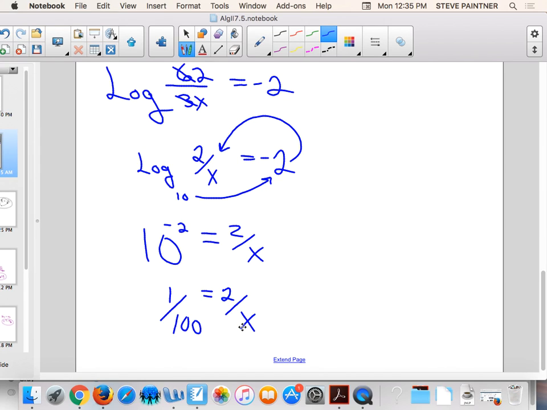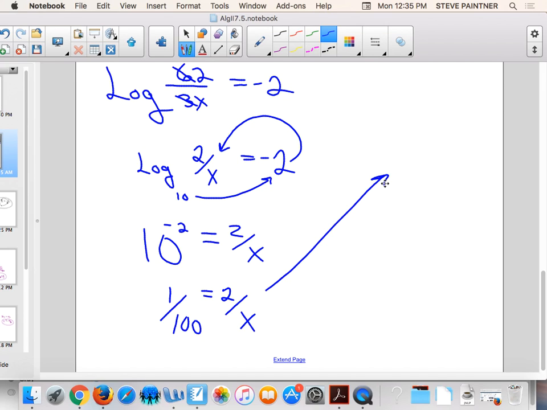Multiply by 2. Multiply by what? 2. You could multiply by 2. If you multiply by 2, you're going to get 1 over x equals. Multiply by what? x. You can multiply by x, okay.